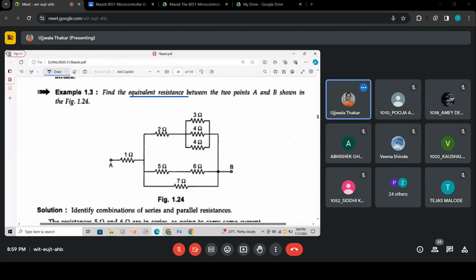This is a simple problem I have given. So first, this 4 and 3, they will be in parallel. That is with this. So you have to add this, 5 plus 6 you have to add. Okay. And these three will be in parallel. These three will be in parallel. Okay. And later on that will be added to 1.